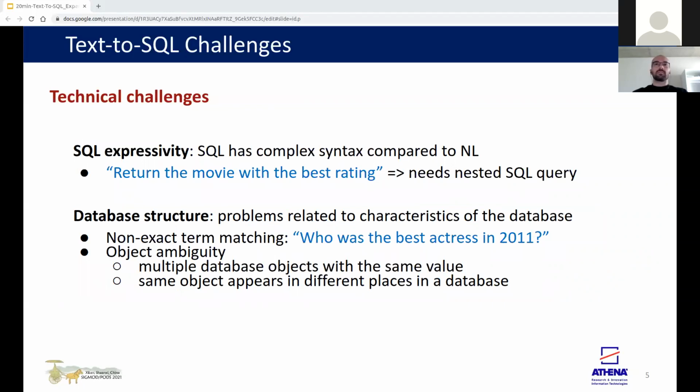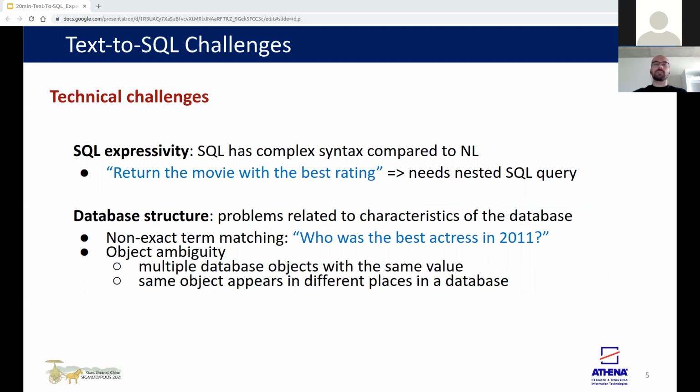On the other hand, technical challenges include problems related to the expressivity of SQL, which has a more complex and well-defined syntax than natural language. For example, the seemingly simple query, return the movie with the best rating, requires a nested SQL query.